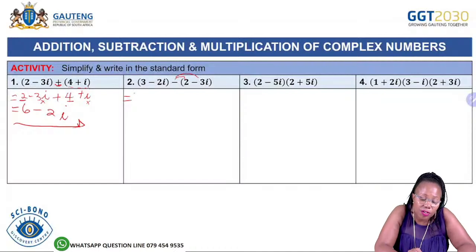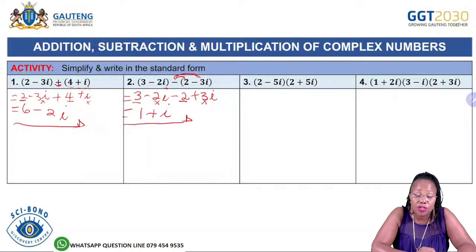So the first bracket will remain 3 minus 2i, same as the original. Here we have a minus times 2, which will be minus 2, and minus times a negative 3i will be positive 3i. So now we end up with 3 minus 2, which is 1, and then minus 2i plus 3i, that is a positive 1i, which is i. So that is your answer, grade 12.